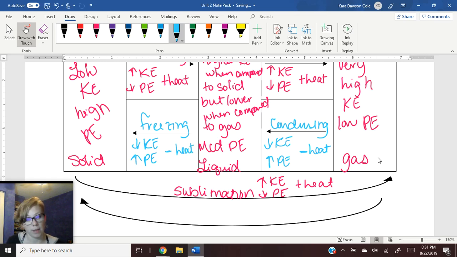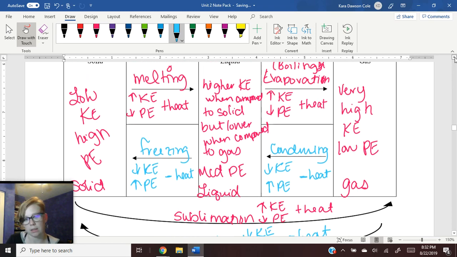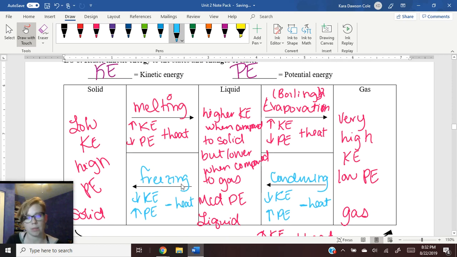Now, we can go from a gas directly to a solid, and this is called deposition. So deposition, again, we're decreasing our kinetic energy, increasing our potential energy, and we're subtracting heat. Now, one of the things you can notice about these is they're opposite in nature. So what ends up happening is that we have these things occurring at the same time. Melting and freezing occur simultaneously. Evaporation and condensation also happen simultaneously.